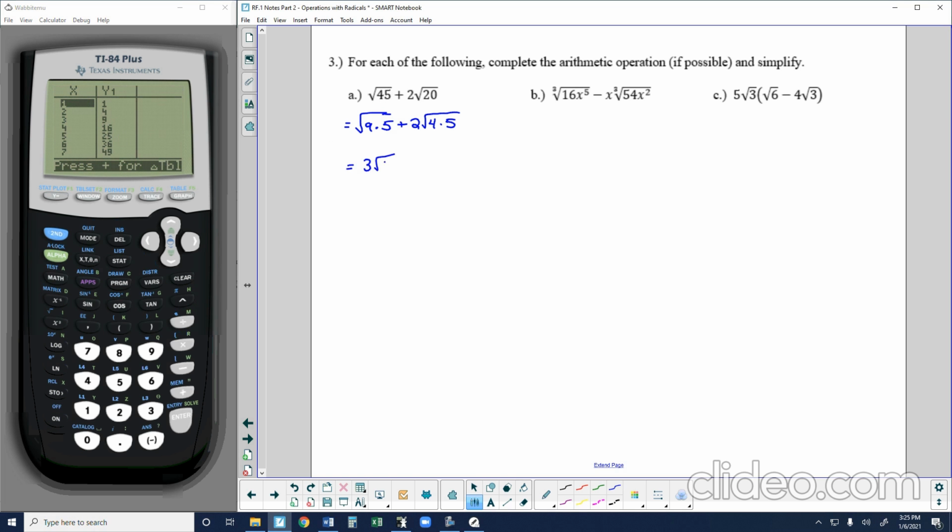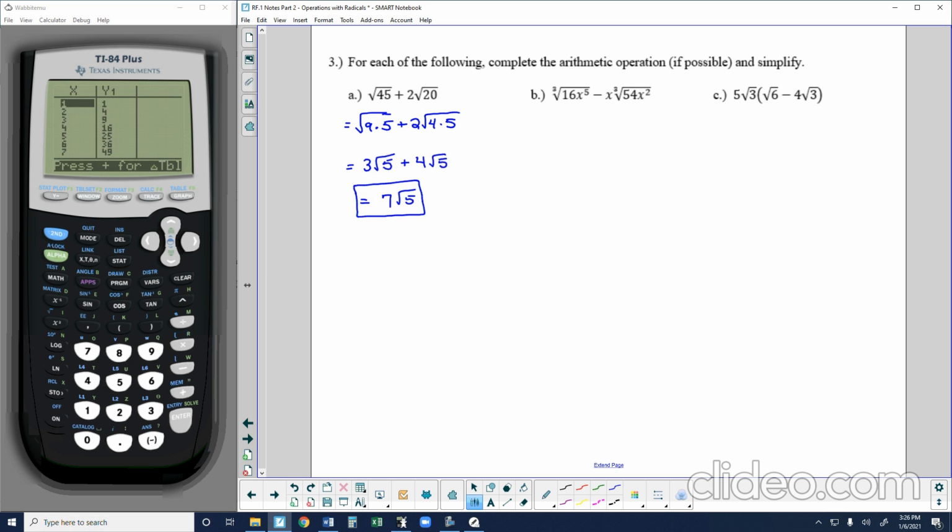So this would give me 3 root 5. The square root of 4 is 2. So if I have a 2 coming to the outside, this would be 2 times 2, which is 4 root 5. Now when I take a look at these square roots, they are exactly the same. They're both square roots. They both have the same radicand, so I can add the numbers on the outsides, the coefficients. So 3 plus 4 would be 7. So my final answer would be 7 root 5.